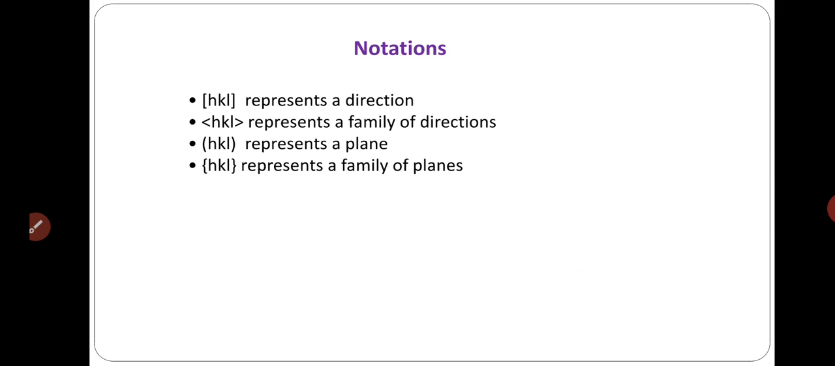When these integers HKL are represented in square brackets, it represents a direction. When these integers HKL are in angular brackets, it represents a family of directions. And when these integers HKL are in round brackets, it represents a plane, while HKL in curly brackets represents a family of planes.